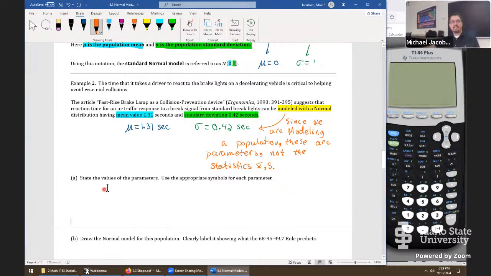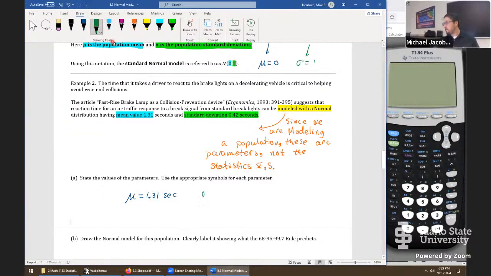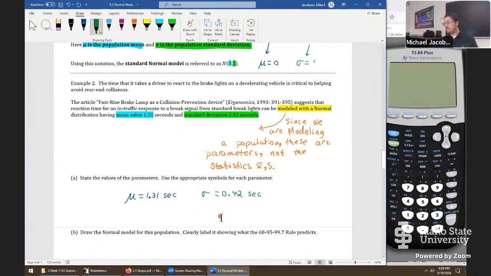So that's a little bit weird, but part A says state the values of the parameters. I think I gave it away. It's these two right here. So let me just take this off to convey what we should have put here. I got a little excited when I found the parameters. Part A says state the values of the parameters, and they're these two. Mu equals 1.31 seconds, and sigma equals 0.42 seconds. So those are our two parameter values.